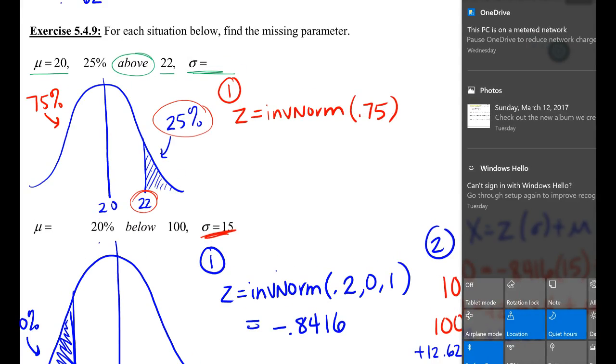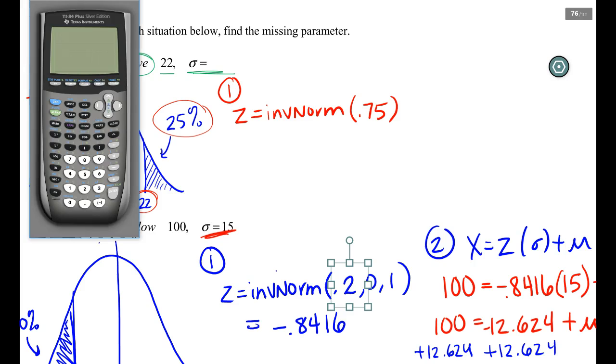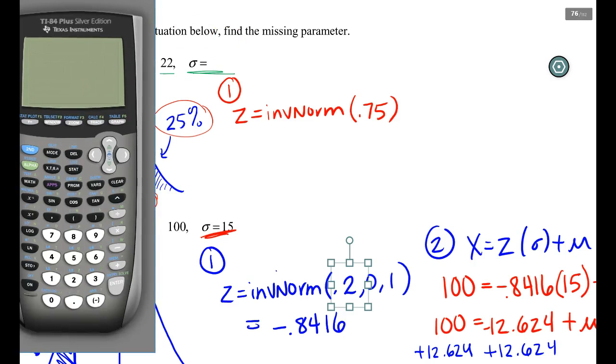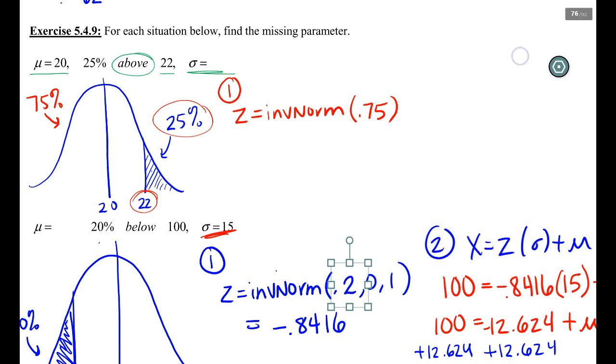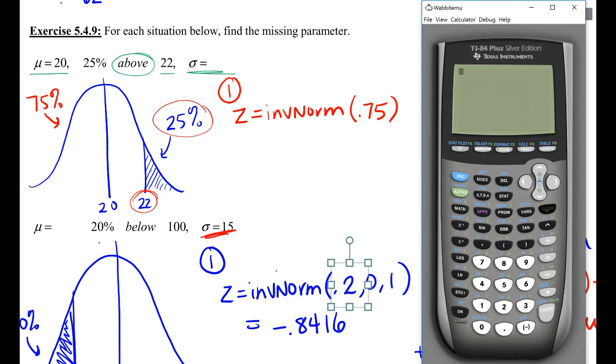So if I were to pull up my little calculator, which is very small right now, pull up my calculator. No! All right, I got it back.